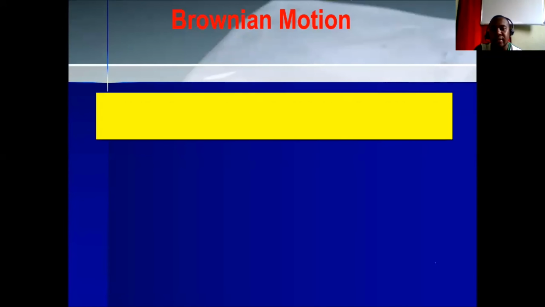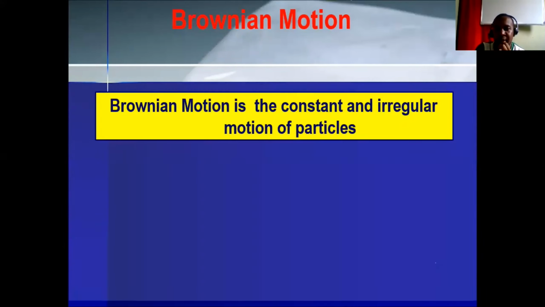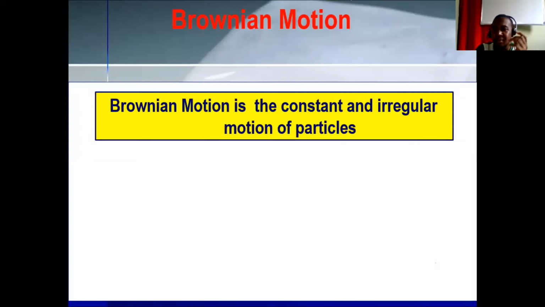All right, and then we know Brownian motion is the final one that depicts the motion of particles, where Brownian motion is a constant and irregular motion of particles. So this is where it shows that particles move in a haphazard random motion, especially in air. And we can experience this with smoke. So when you notice smoke in the air, it moves in random motion.